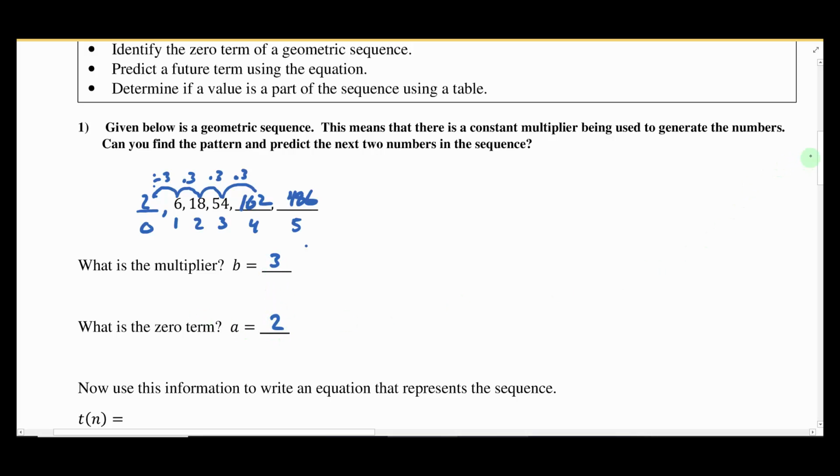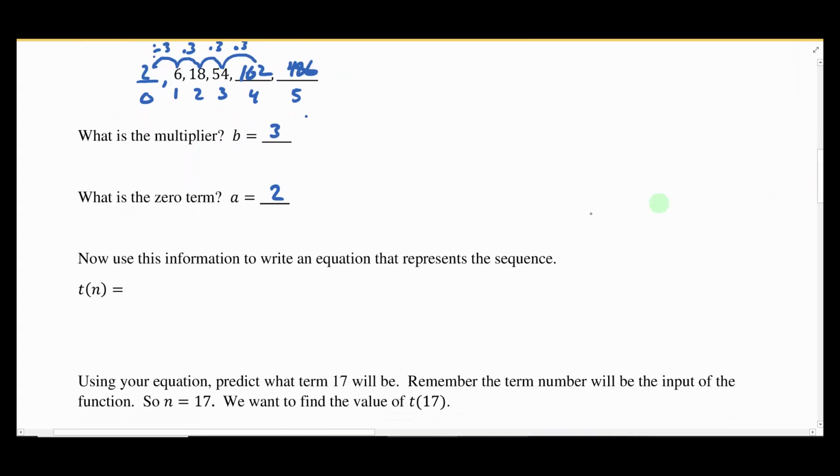All right, so now we know the multiplier, we know the 0 term, and we want to write our equation. And just a recall from our first lesson, we learned that geometric sequences always take on an equation of the form a times b to the n power. All right, so a being the 0 term, so that's 2. And then b being the multiplier, so that's 3. So we got 2 times 3. And then n tells us how many times we want to repeat that multiplication. So we throw an n on there. And if I ever wanted to know a specific term number, I can just plug in that term number, and that would tell me how many times I'm going to multiply by 3.